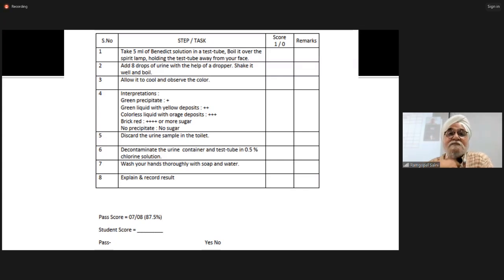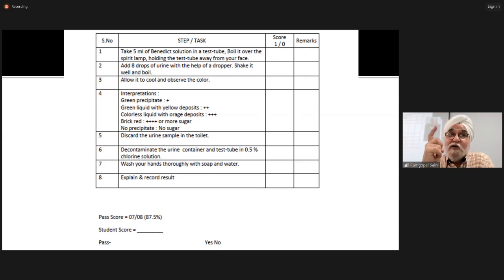Here is an example. An example of a checklist for doing urine sugar. Just look at the scale and tell me what attracts your attention. It is binary. Okay. It does not add weightage to any particular step. So no weightage has been provided. All the items are given equal weight, and the pass score is 87.3. That is the point which you should notice.